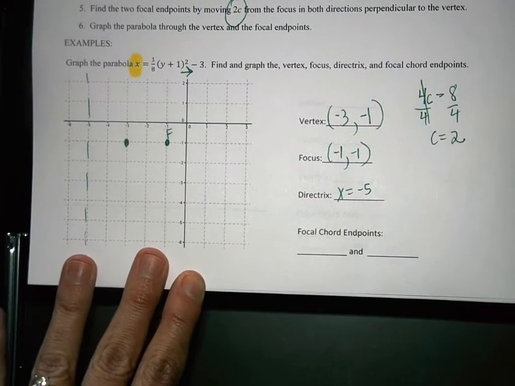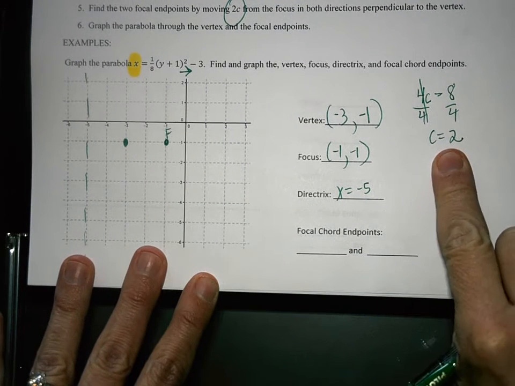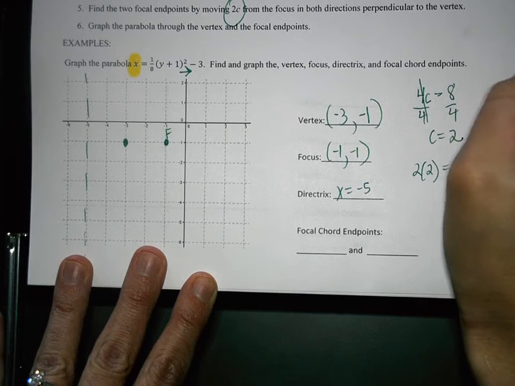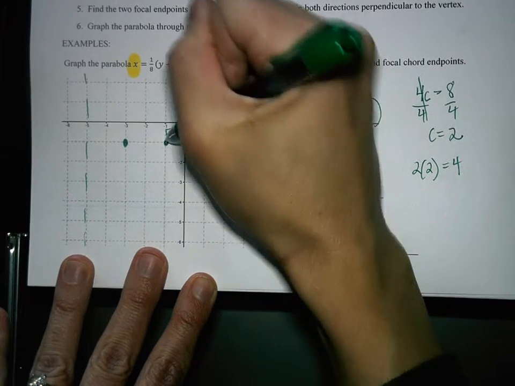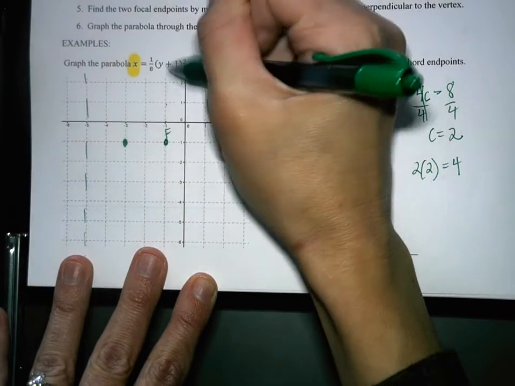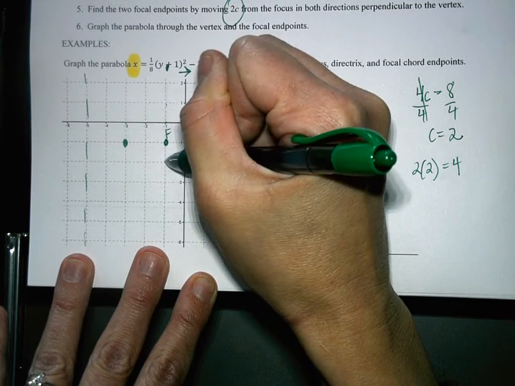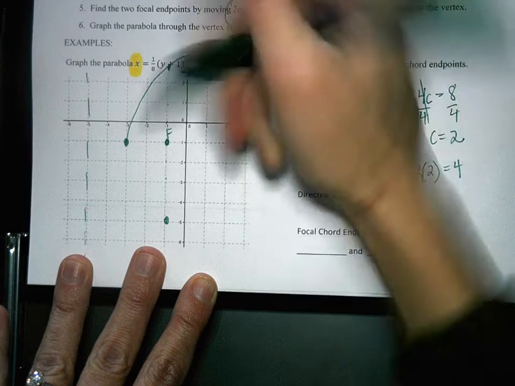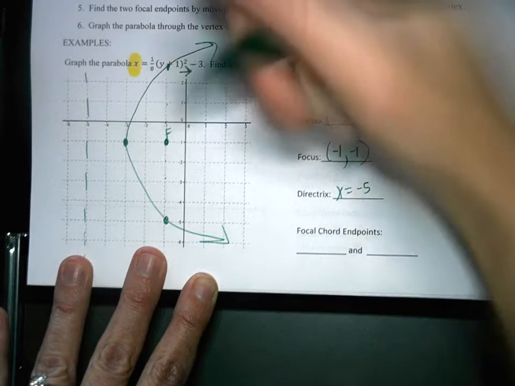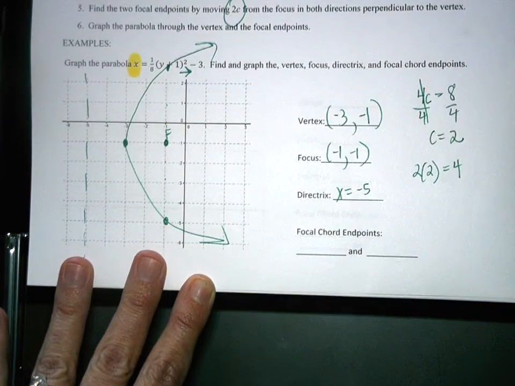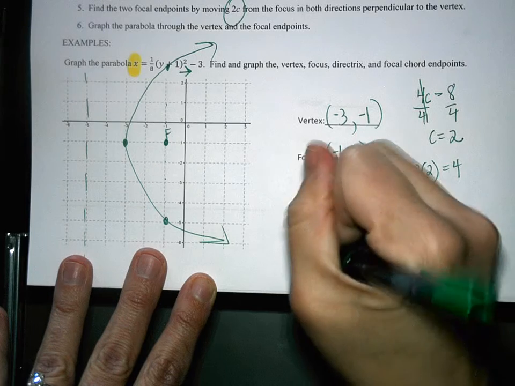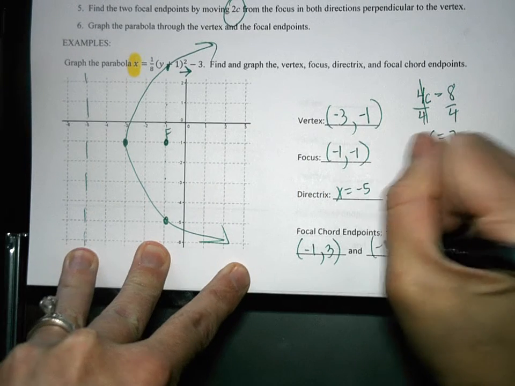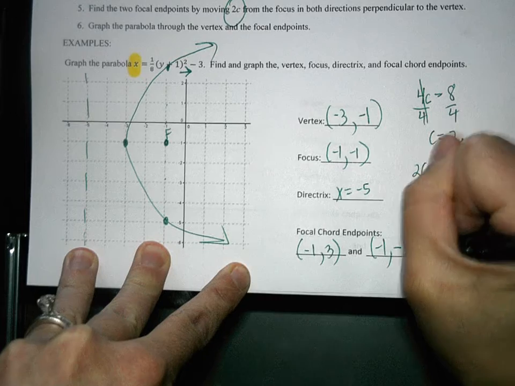To find the focal chord endpoints, we take our c value, which is 2, and we multiply that by 2, which is 4. So from the focus, we're going to go up 4, 1, 2, 3, 4, and down 4. And then we can curve our parabola, and we can see that it is curving to the right. Those focal chord endpoints are at negative 1, 3 and negative 1, negative 5.